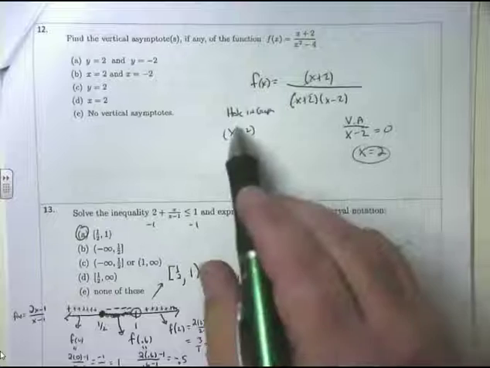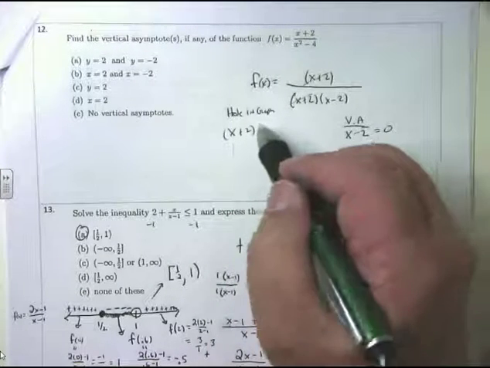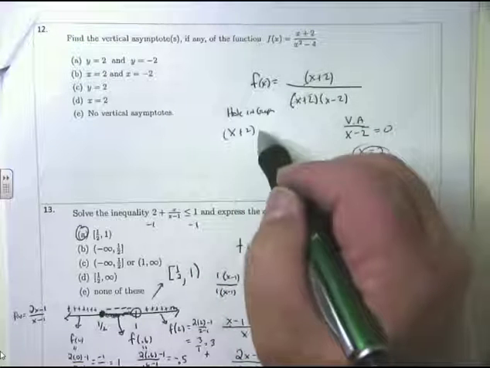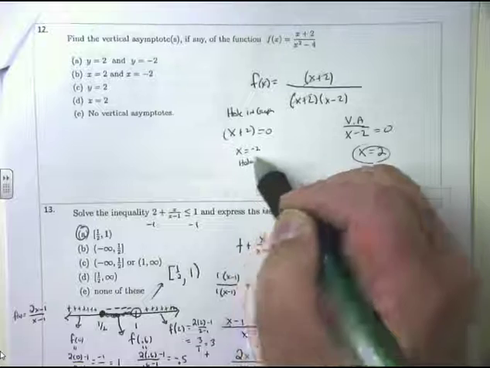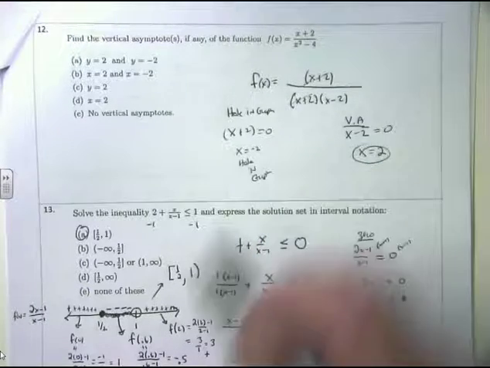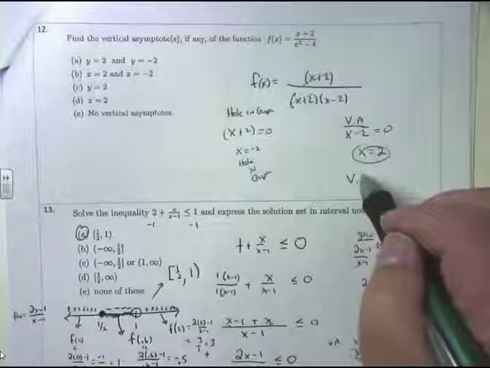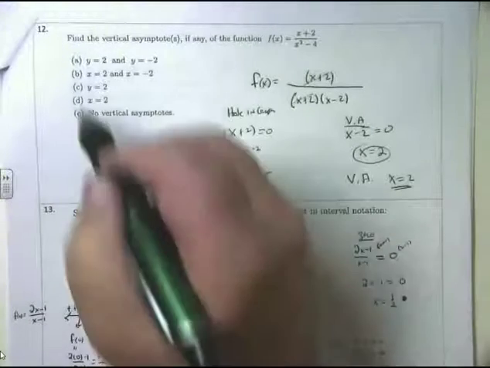Just to let you know, to get the hole in the graph, you set the factor that canceled in the numerator and denominator equal to 0 and solve. You actually have a hole in the graph, not a vertical asymptote. There's a hole in the graph where x is equal to negative 2. So the only vertical asymptote is x equals 2, which is answer D.